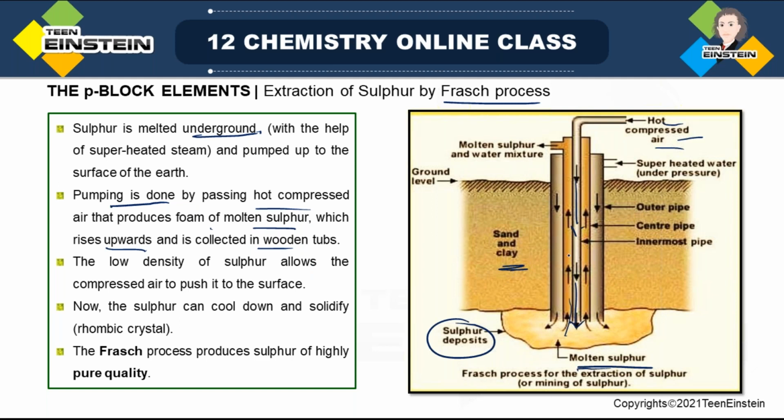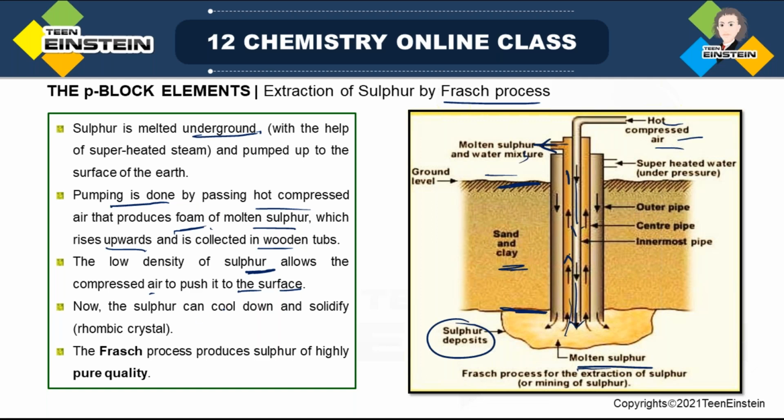Now the reaction is like this. It is collected here, a molten sulfur and water mixture. Now this is ground level. This is underground, this is ground level. This low density of sulfur allows the compressed air to push it to the surface, because now it has some foam type of nature, so it is very low density. And as it is low density, this anti-gravity movement is possible. Otherwise, if it is very heavy, this will be difficult.